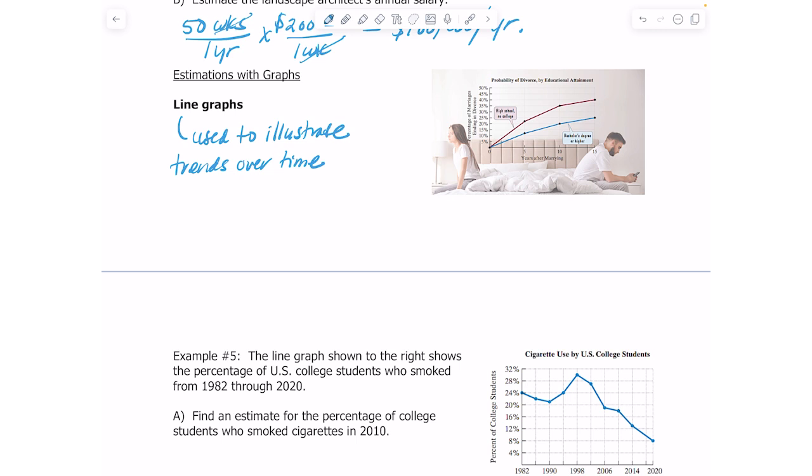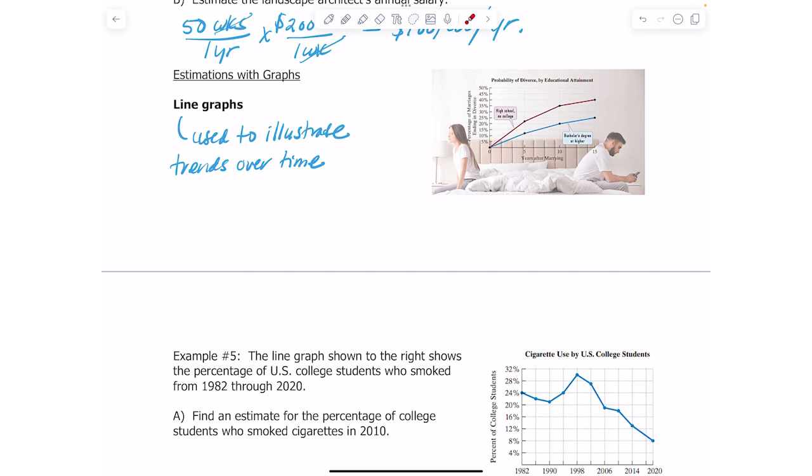And if you take a look at the line graph here, okay, the title is The Probability of Divorce by Educational Attainment. And you've got the red line graph showing us high school and no college. So that means that the couples, their highest degree was a high school degree. They did not go to college. And then the blue is showing us the couples who had a bachelor's degree or higher. And the vertical axis is showing us the percentage of marriages ending in divorce. And the horizontal axis is showing us the years after marrying.